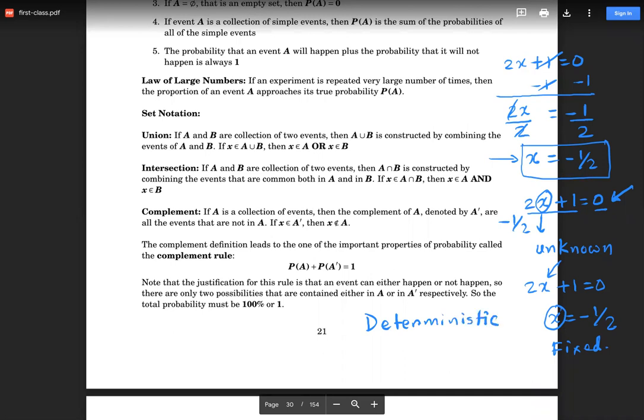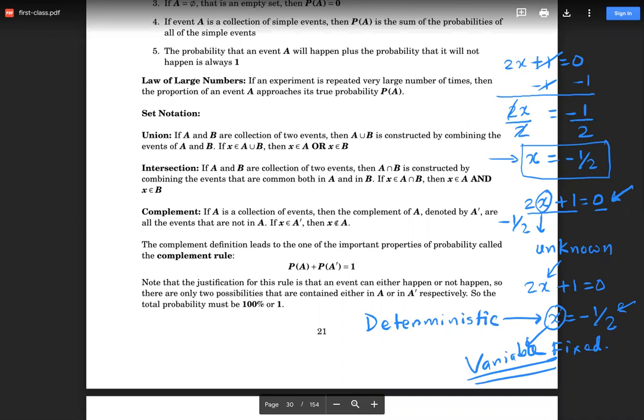This is a deterministic unknown. It doesn't matter who solves it, that value is always negative 1/2. That's called a variable. All of you have seen it in algebra.